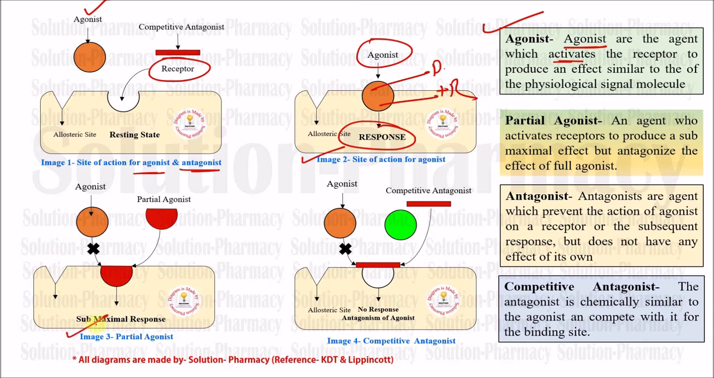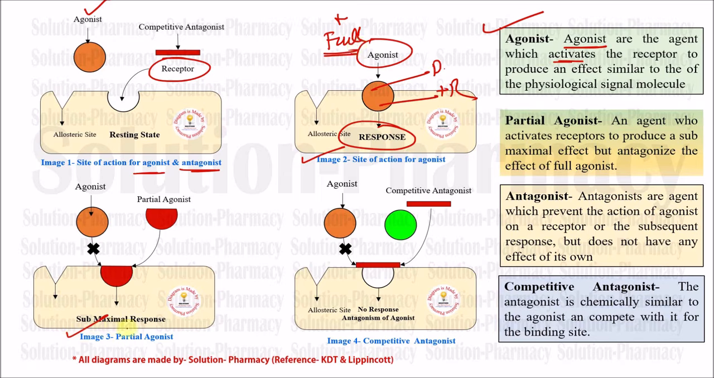Image number 3 is representing the partial agonist. What is the meaning of partial agonist? You have to remember one thing. If someone is asking about the agonist, that means they are talking about a full agonist. But in most cases it is not written as full. So if it's written as an agonist, you should consider it as a full agonist.